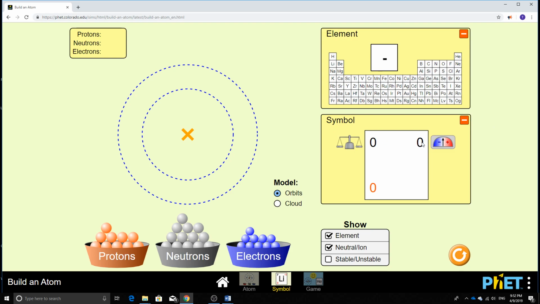Okay, these zeros are zeros right now because my Bohr atom doesn't have anything in it. Now if I add on a single proton, notice what happens. Remember, the proton number determines the identity of the element. If there's one proton, it's going to be the hydrogen element. And that red number represents the red proton number that I actually placed into my nucleus.